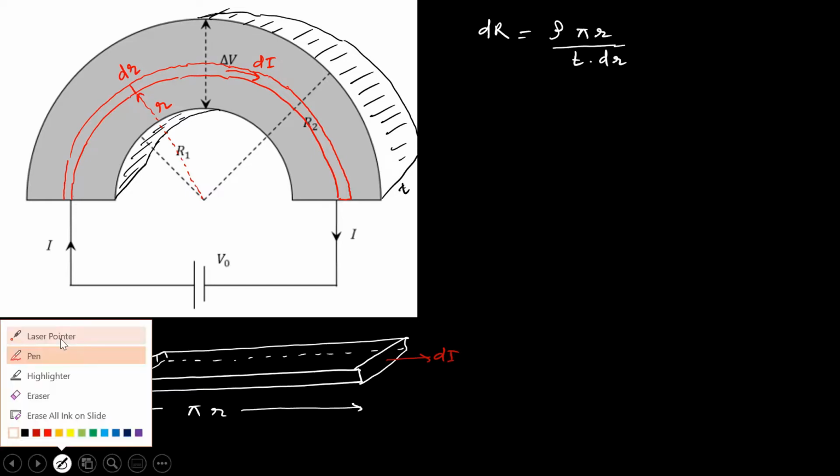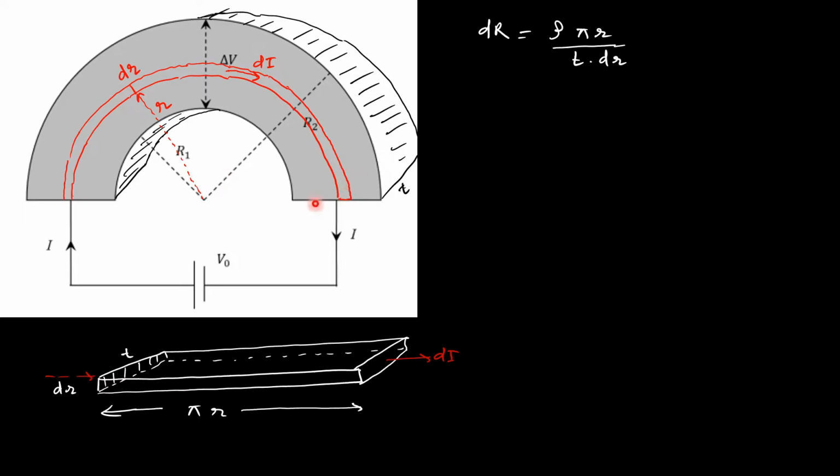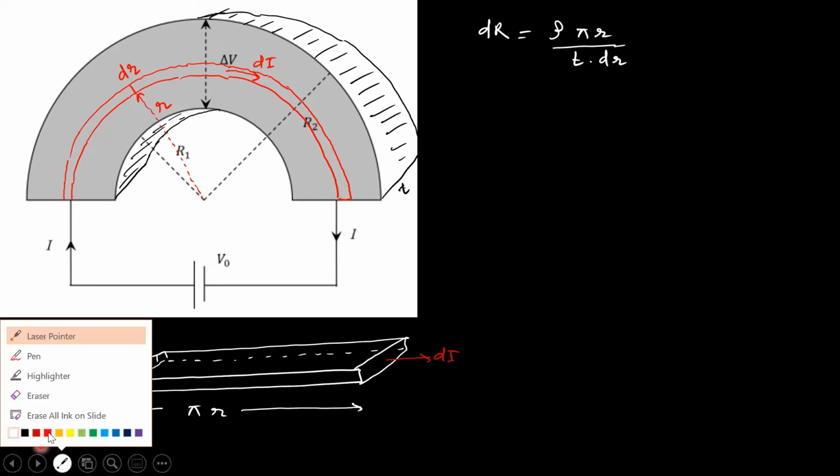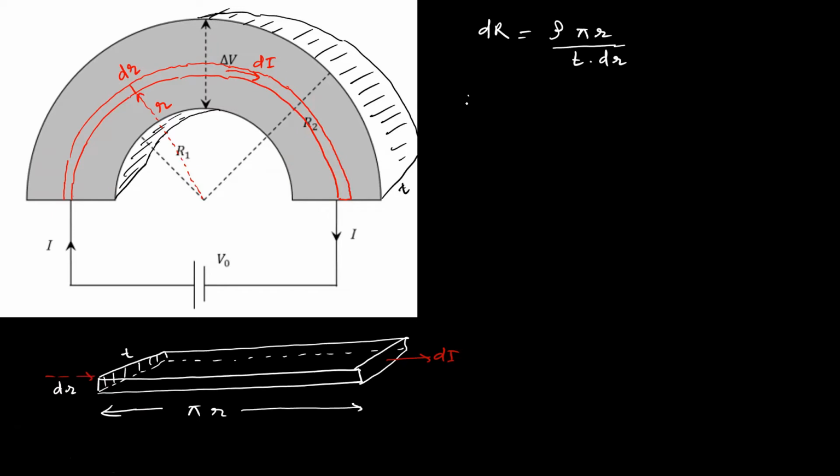The potential difference between the ends of this element is V0. If I take any other such element like this, still in that element the potential difference is V0. So all such elements are in parallel combination because the potential difference is the same. So the resultant resistance would be like a parallel combination. If the resultant resistance is R, then 1 by R would be the summation of all 1 by dR, because the variable is continuous.